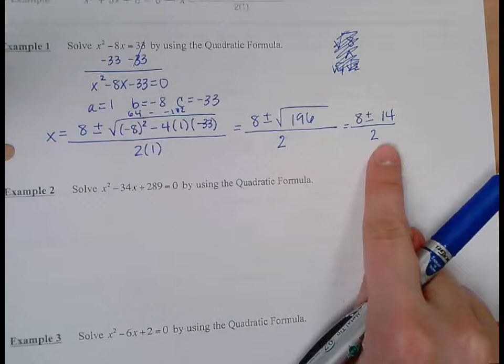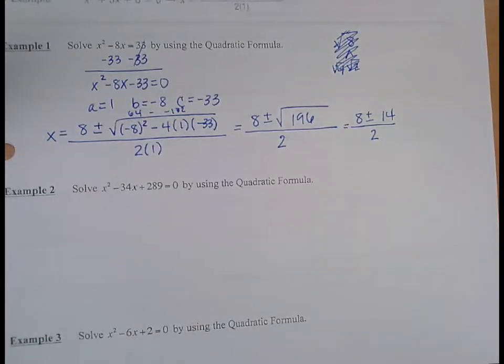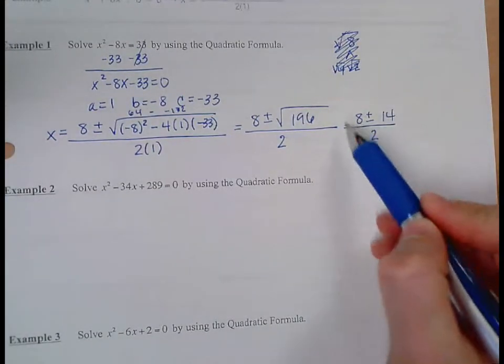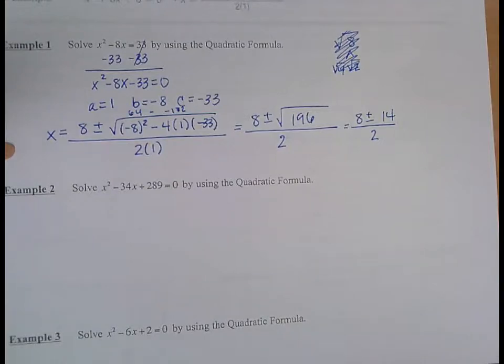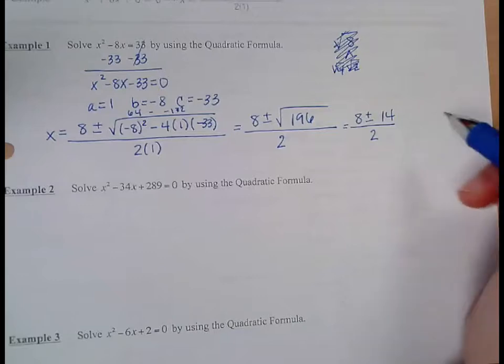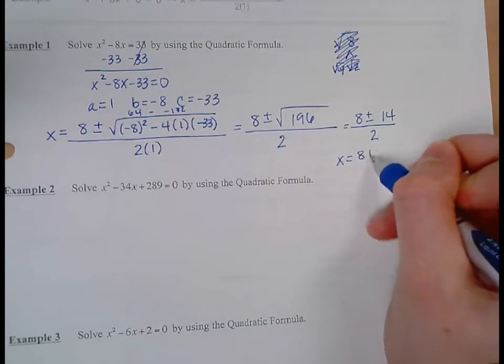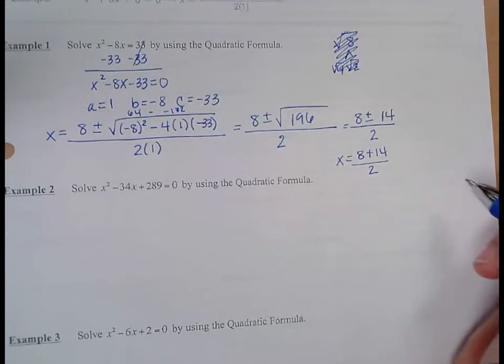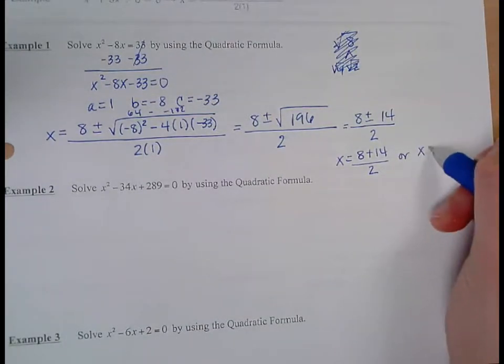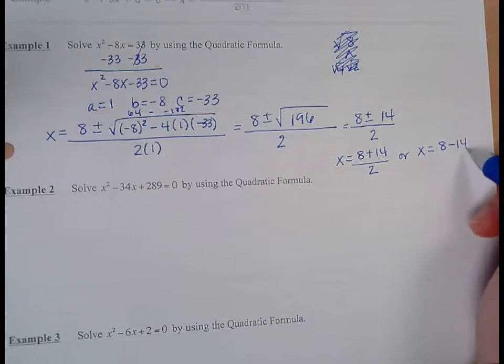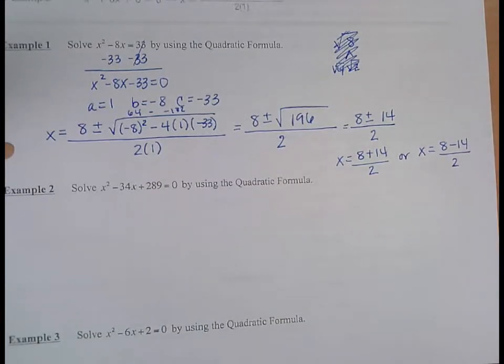And then from here, 8 plus or minus 14, all divided by 2. Because I no longer have a square root, I can actually find what two values x is equal to. So this really means one of my values is going to be x equals 8 plus 14, all divided by 2. The other value of x is 8 minus 14, all divided by 2.